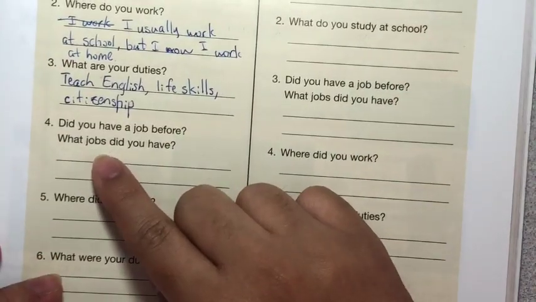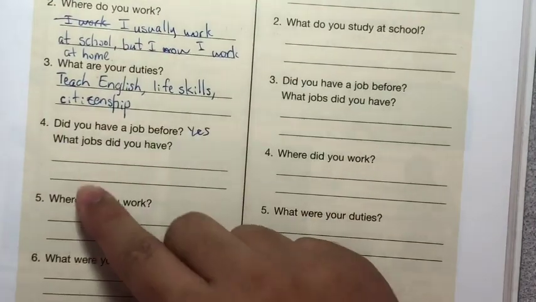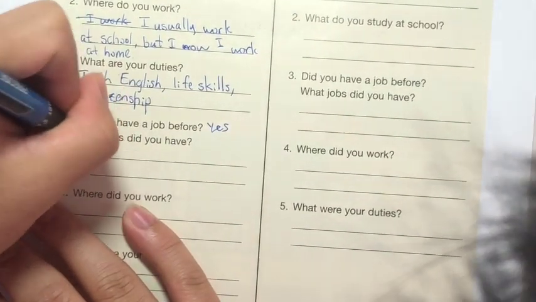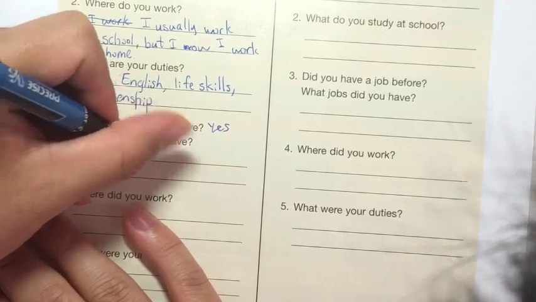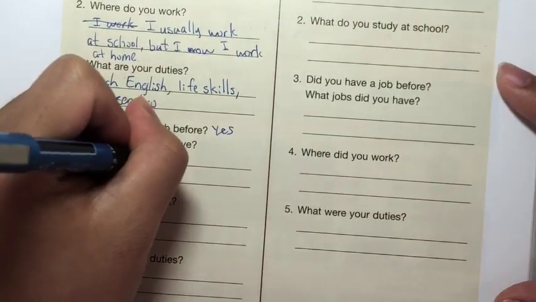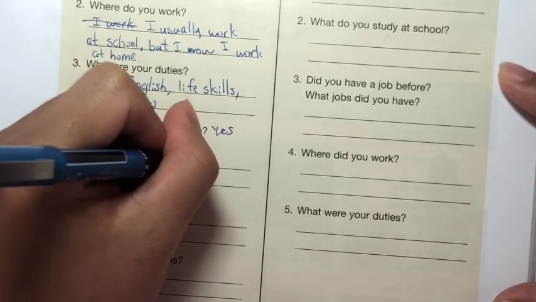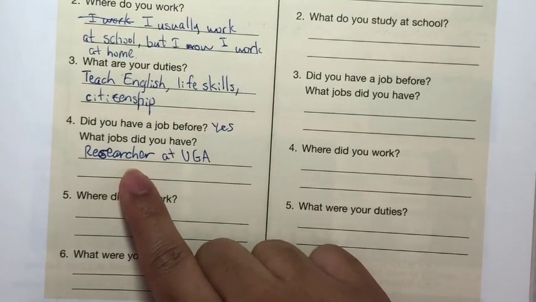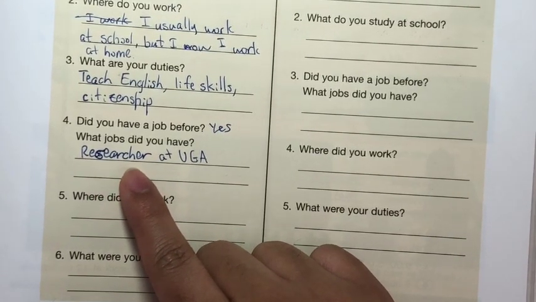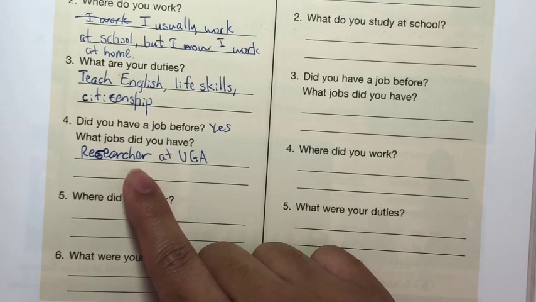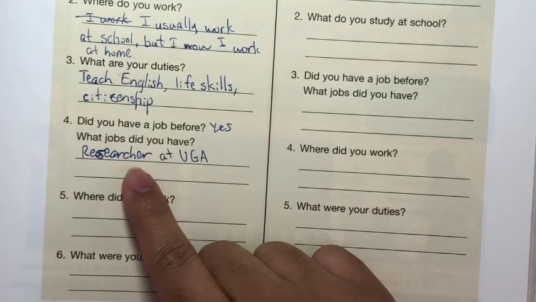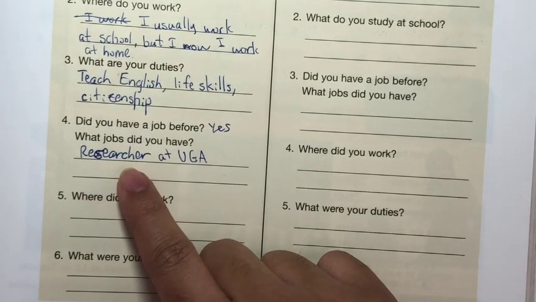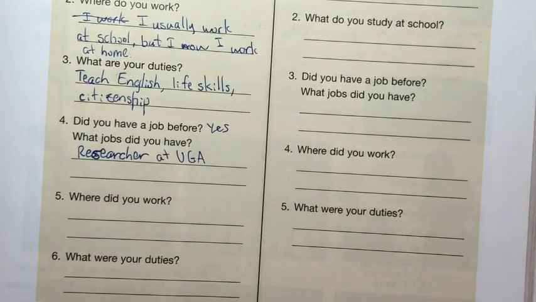Did you have a job before? Yes. What jobs did you have? I was a researcher. I was a researcher at UGA. So a researcher is someone who looks for information. So my job was to work in something called linguistics. We study languages. So we study how people speak English in California, in Texas, and in Canada. We learned about how people learn English. I was a researcher. I looked for information.